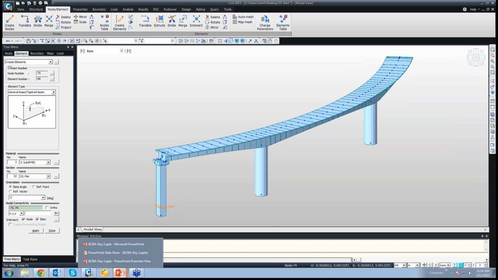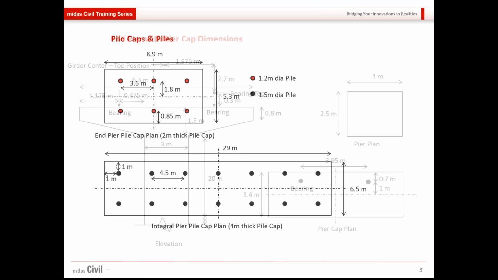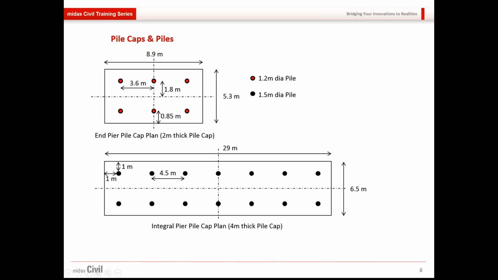I'll again be moving to presentation. I'll show you the pile layout. Okay, so this is the layout of the pile. So at the end support, that is the pier we just created, the piles are 1.2 meter in diameter. The pile cap is 2 meter thick and its dimensions are as shown here, 8.9 meter by 5.3 meter. Okay. So first of all, we'll have to give the pile cap. So that will be defined by means of a plate element.